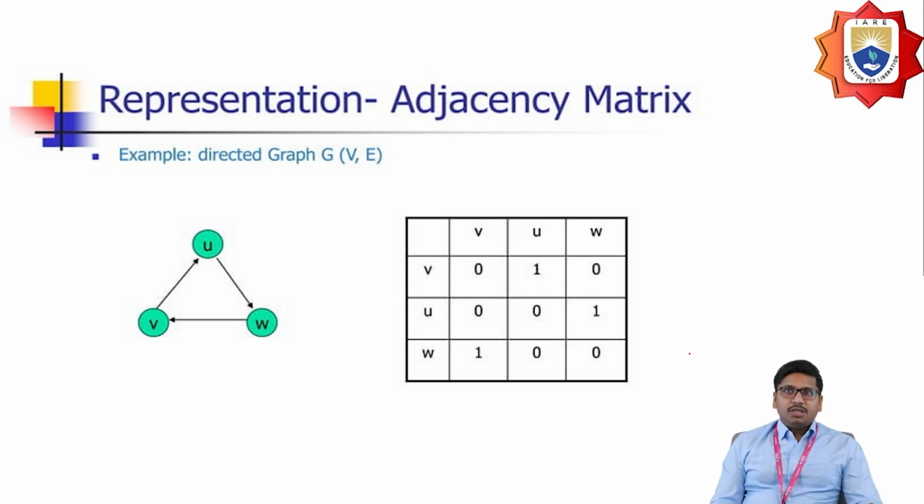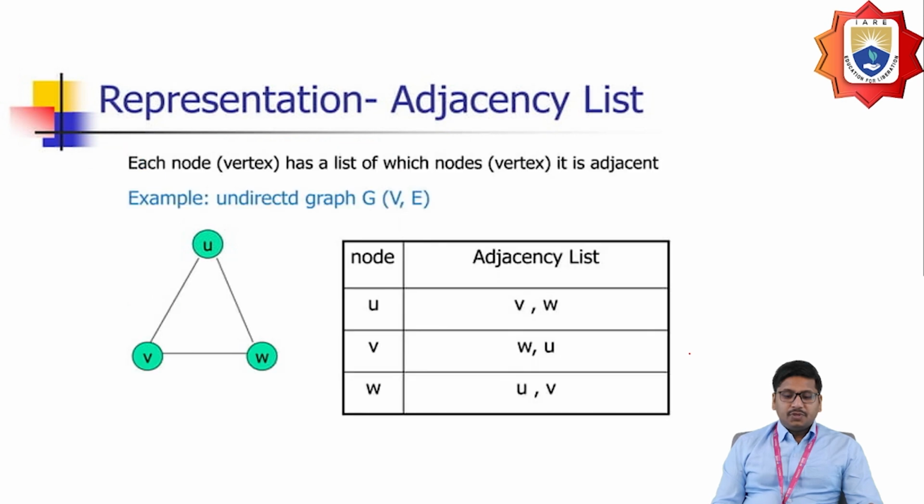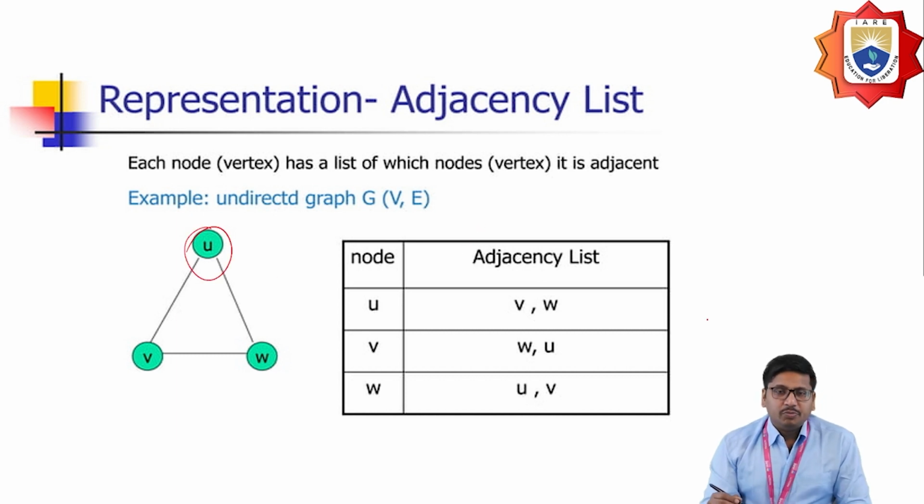So next one is representation: adjacency matrix and adjacency list. Whenever I consider a node, what are the adjacent nodes that are connected? If I consider a node U, then the adjacency list will be V, W, and for V it should be U, W, and for W it should be X, Y.